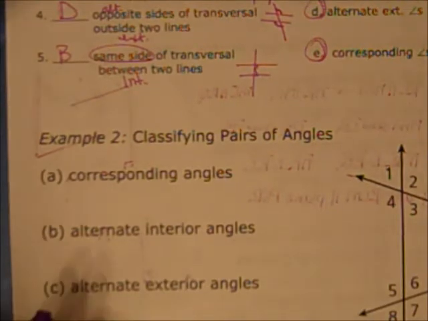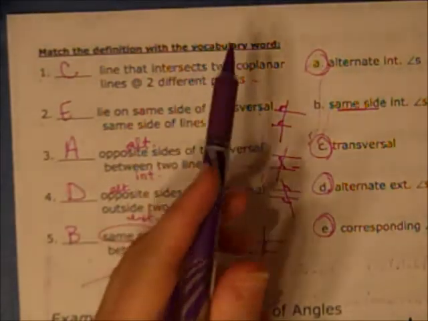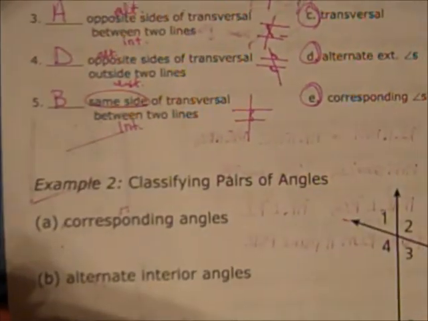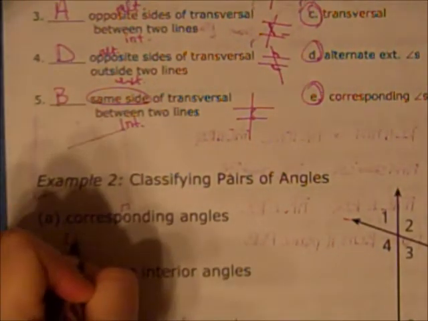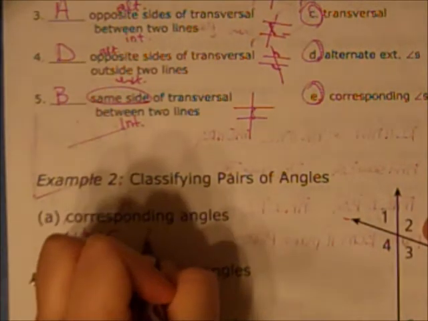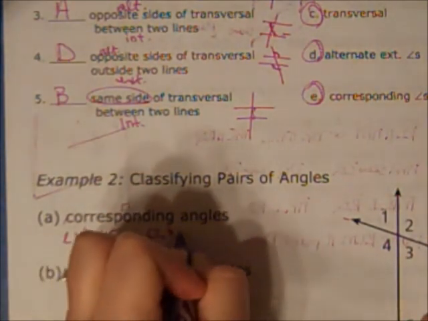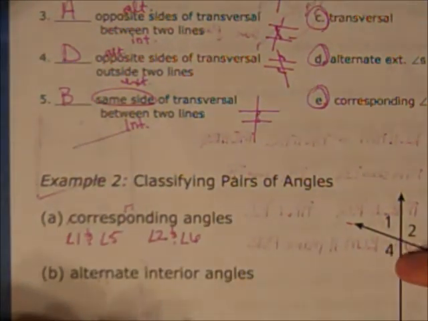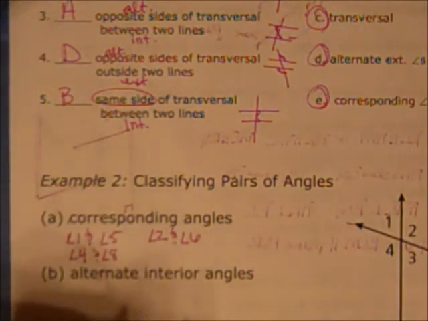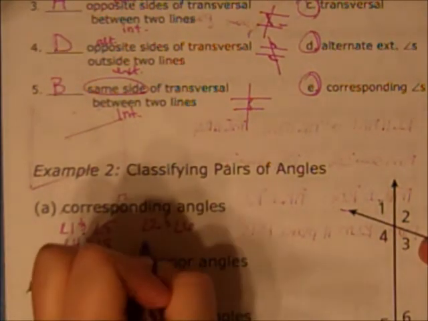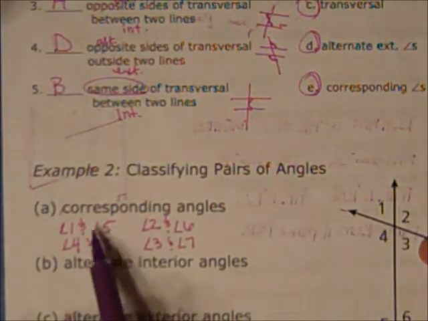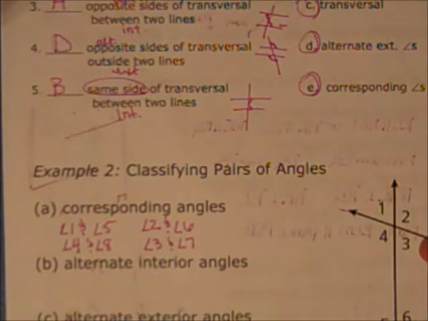So corresponding, if you'll remember back from up here, same spot, just two different intersections. So top left, top left. So we're going to do that here, right? If we do top left, that would be angle 1 and angle 5. Top right would be angle 2 on the top and angle 6 on the bottom. Bottom left would be angle 4 in the top intersection with angle 8 in the bottom. And last one would be bottom right, and that would be angle 3 and angle 7. So there are 4 pair of corresponding angles anytime we have this situation going on.